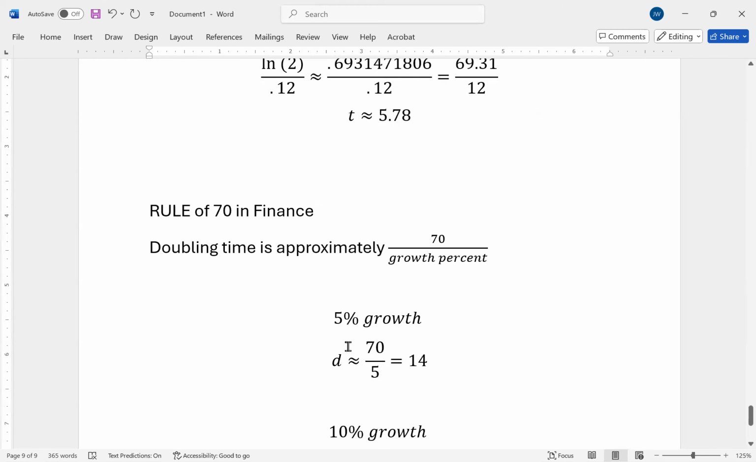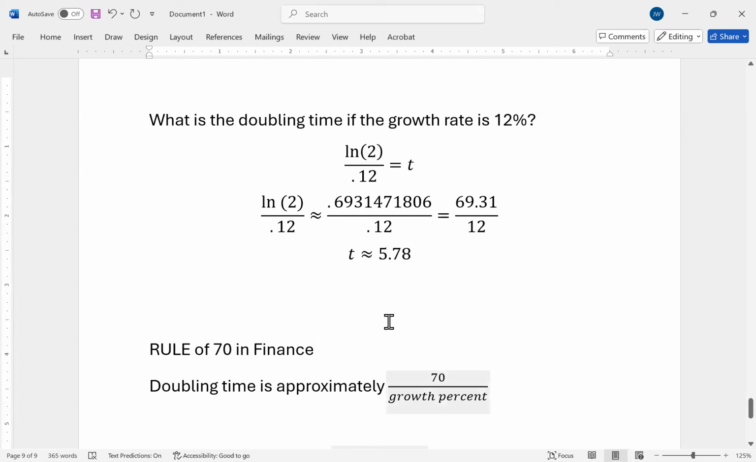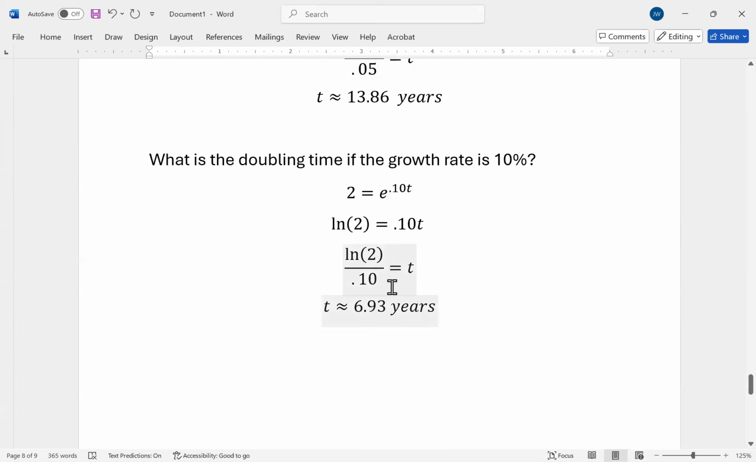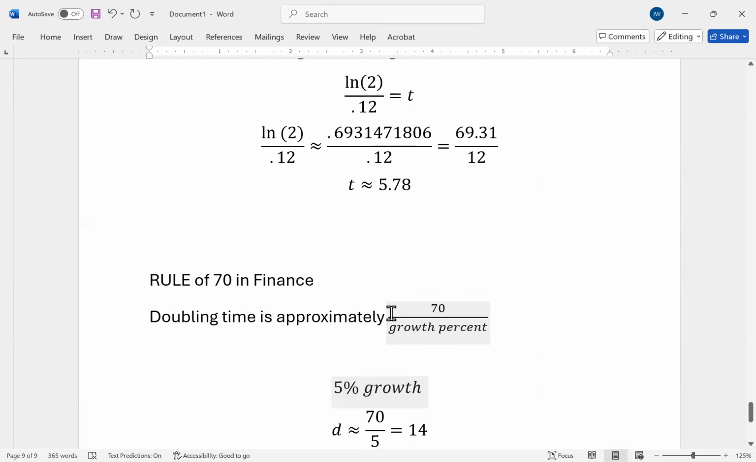Anyways, I'm not going to ask you questions about the rule of 70. I did want to just show you why that works, why they can use the rule of 70 in finance. It's basically a shorthand for trying to solve this when people don't actually know how to solve this. And so it's an approximation for solving that. Hopefully that all makes sense.